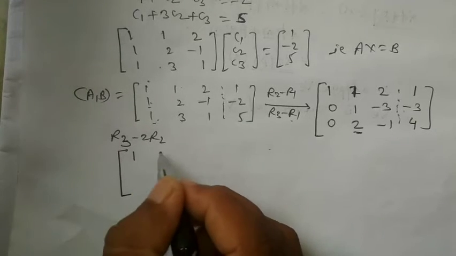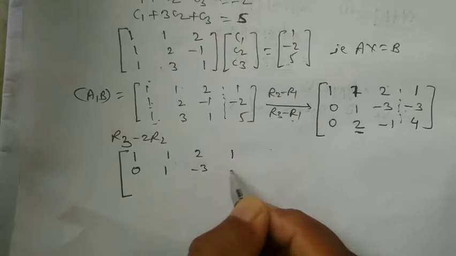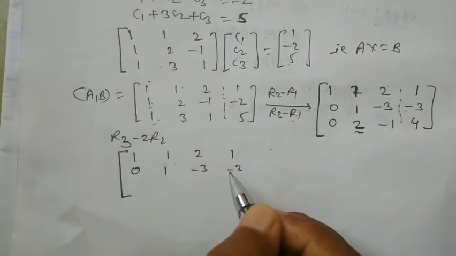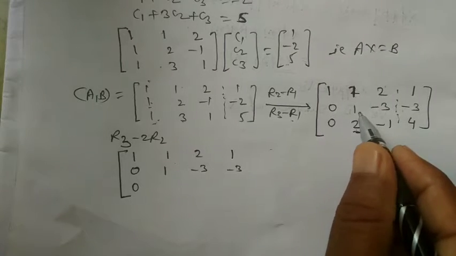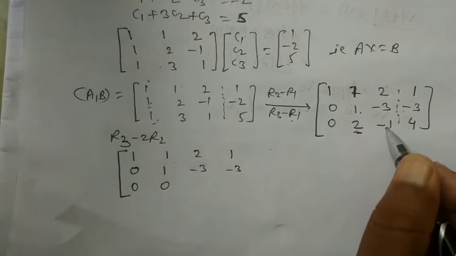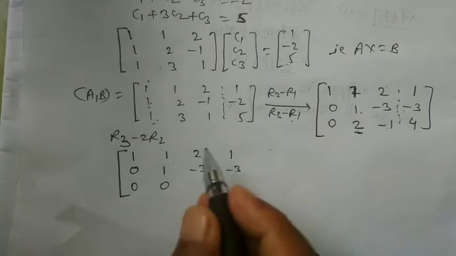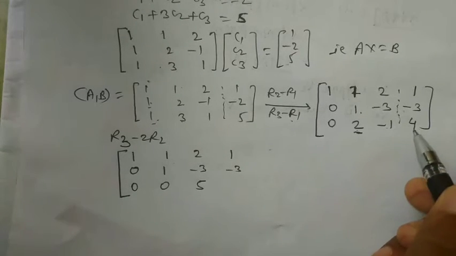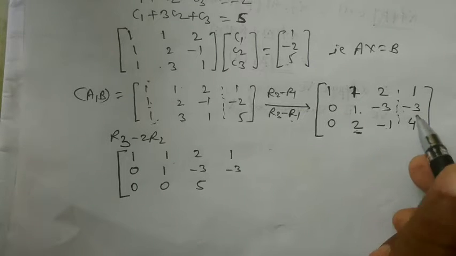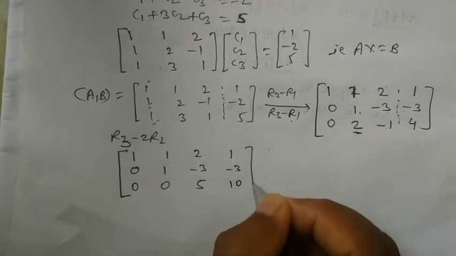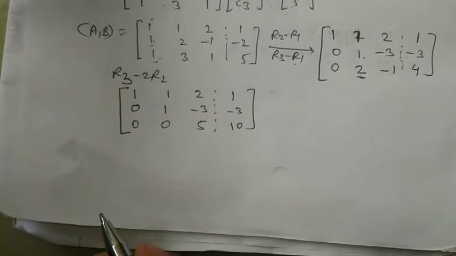So first row as it is: 1 1 2 1. Second row as it is: 0 1 minus 3 minus 3. And third row: 0, 2 minus 2 times 1, it is 0. Minus 1 minus minus plus 2 times 3, that is 6. Minus 1 plus 6, it is 5. And 4 minus minus plus 3 into 2, 6. 4 plus 6 is 10. We will get this. Now this is in echelon form matrix.